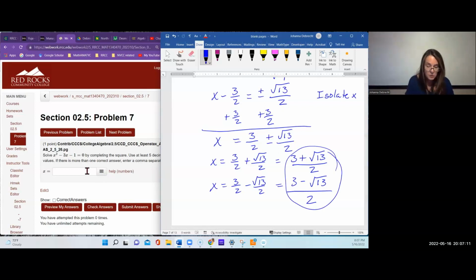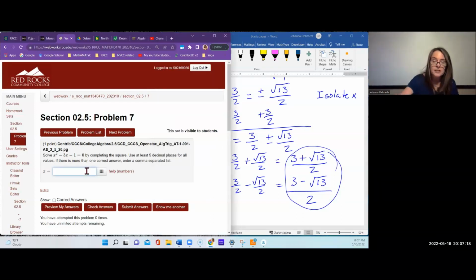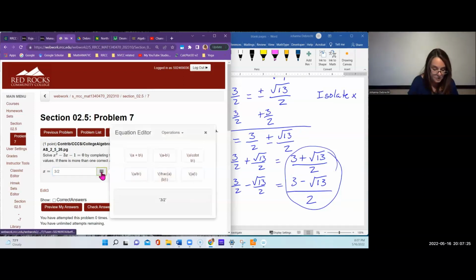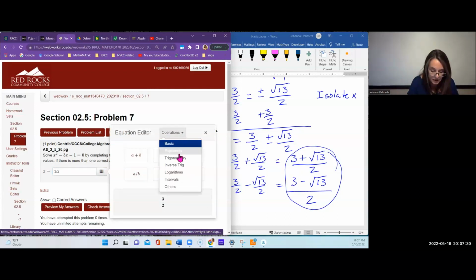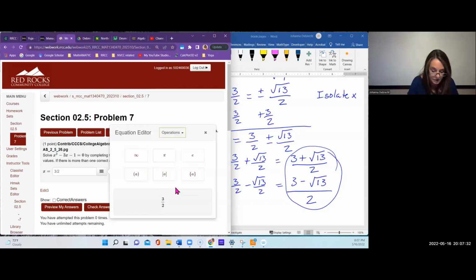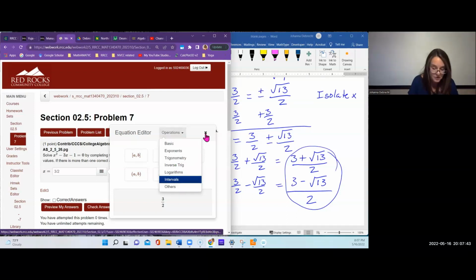Let's see if there's a way to enter the answer with a plus or minus. I can't remember, to tell you the truth. So let's do 3 divided by 2. And then let's see if there is a plus or minus. I don't see one there. Others? Nope, not there. Intervals? Nope. Not logarithms or trigonometry or exponents. I think we're out of luck with the plus or minus.